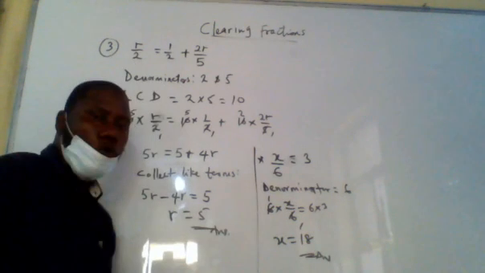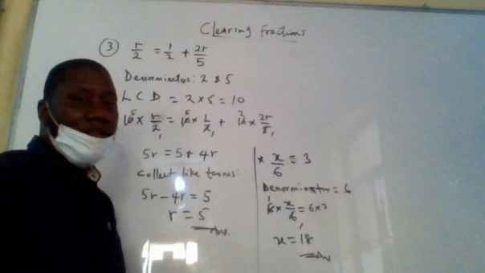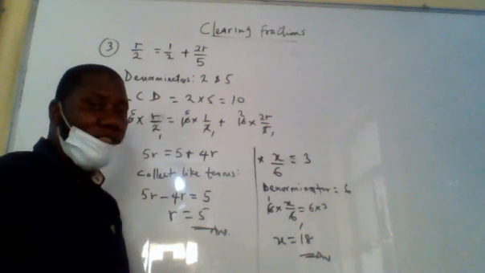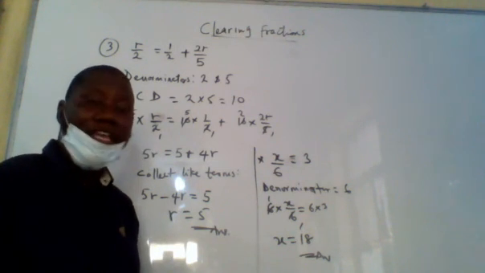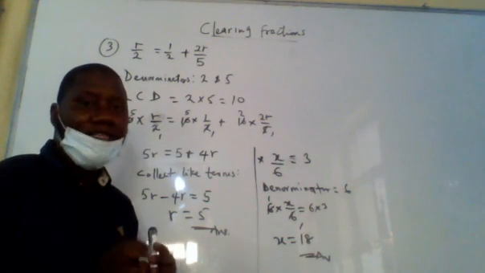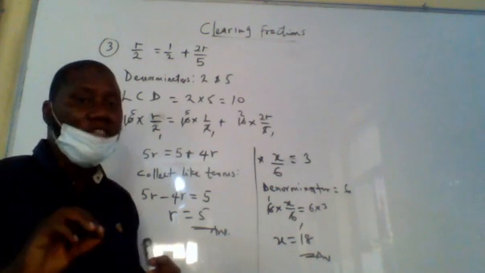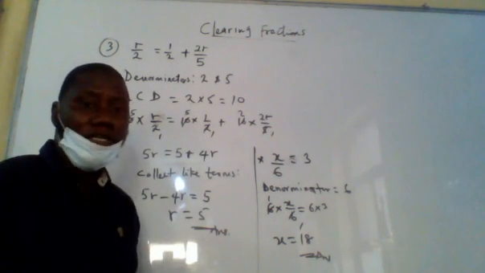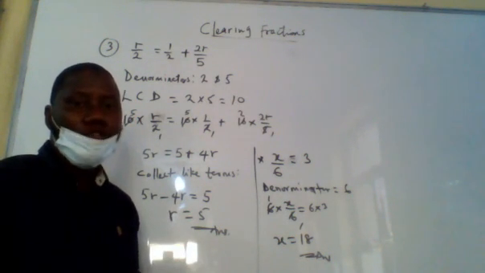So I want you to bear in mind the steps involved in clearing fractions. And I want to believe that with this video, you won't have problem in clearing fractions again. 1. Identify the denominators and find the LCD. 2. Use the LCD to multiply each of the terms in the equation, and then you reduce the equation to get the unknown.